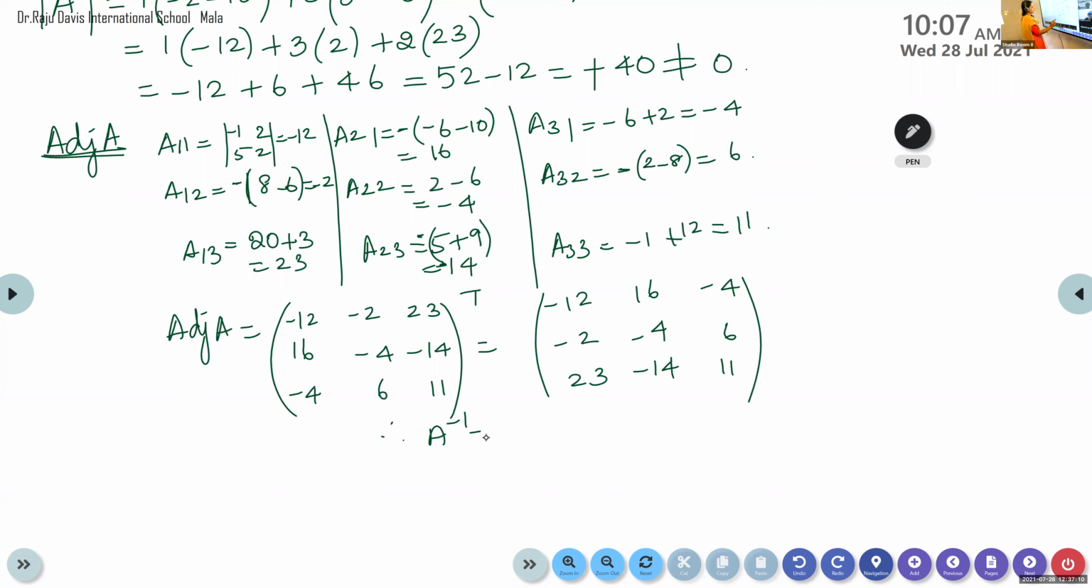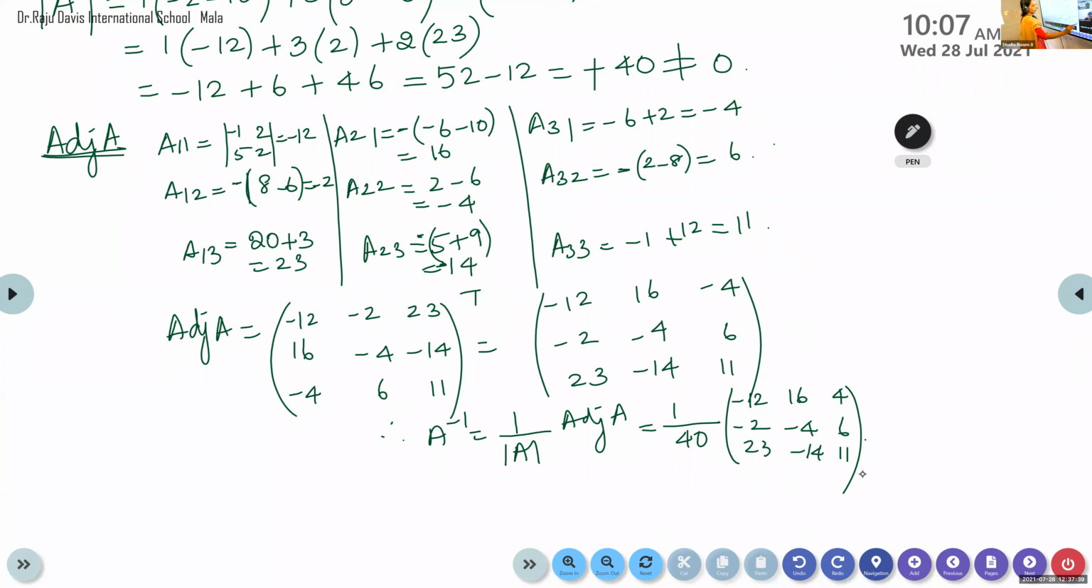Then write down what is A inverse. Therefore, A inverse is equal to 1 by determinant A into adj. So that is 1 by, what is determinant A? It is 40 into minus 12, 16, 4, minus 2, minus 4, 6, 23, minus 14, 11. You can stop with this also.